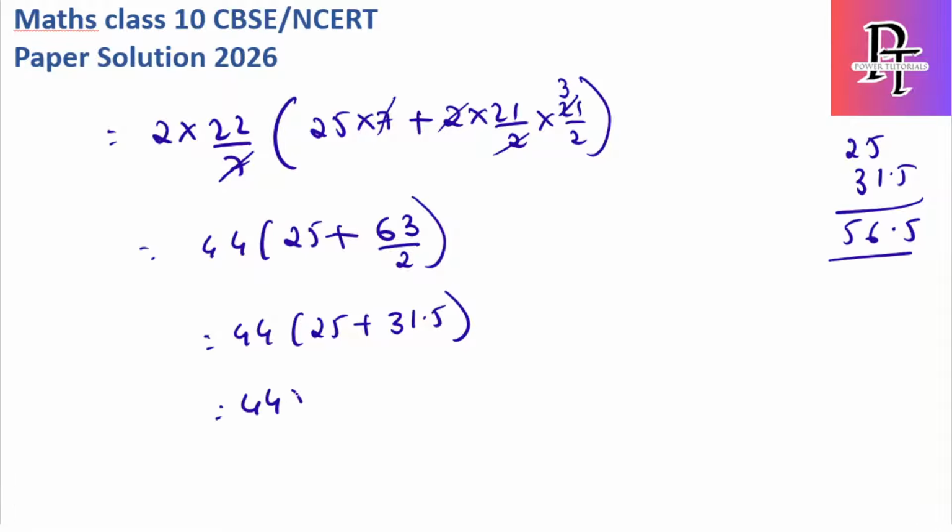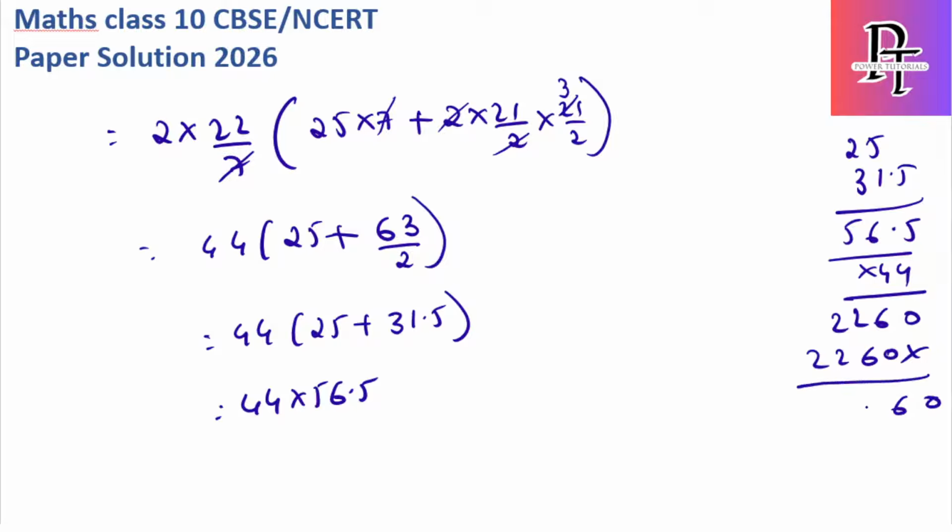So 44 into 56.5. 4 5s are 20, 22... So the final answer is 2486. This is surface area, it is 2486 centimeters square.